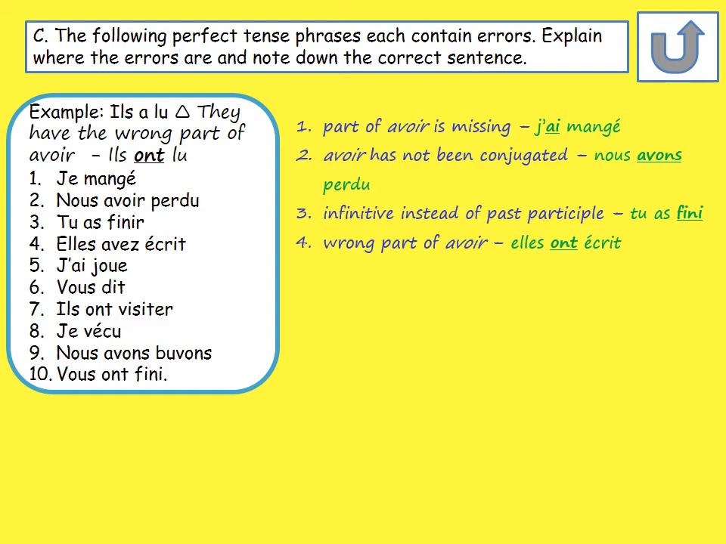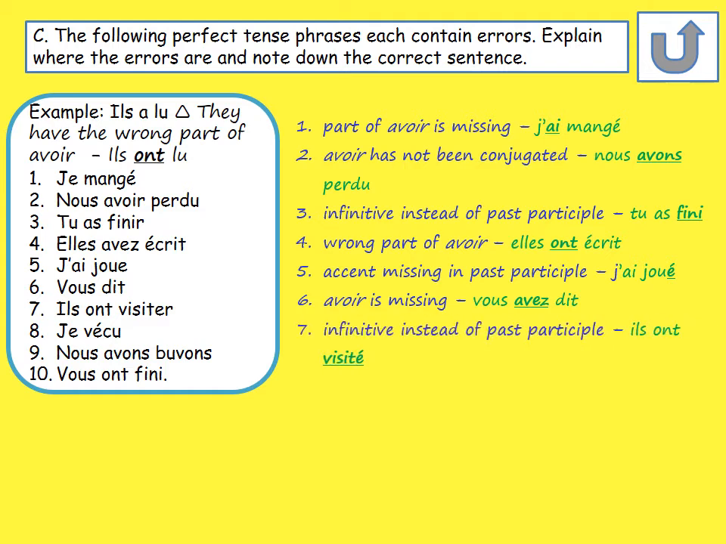Number 4. The wrong part of avoir here. Elles avaient écrit. It should be elles ont écrit. Number 5. J'ai joué. The accent's missing, isn't it, from the past participle? Number 6. Vous dit. You're missing your part of avoir. Vous avez dit. Number 7. Ils ont visité. Again, it's the infinitive, not the past participle. You need to take off the ER and put on E accent at the end of visiter.